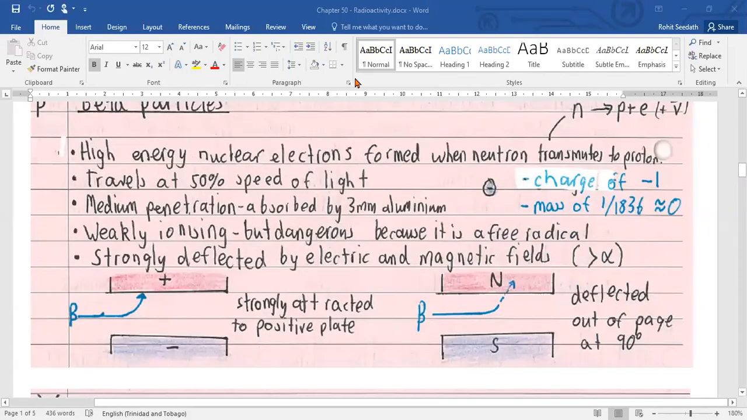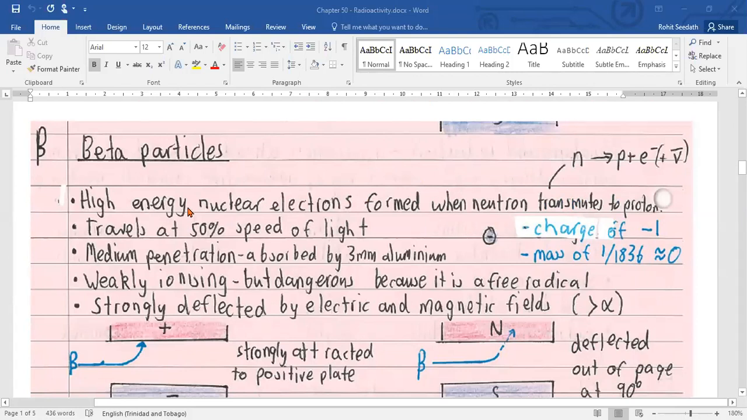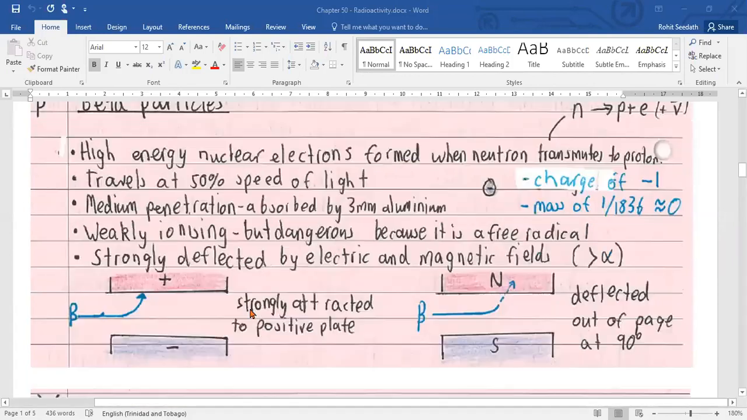Beta particles are high energy nuclear electrons formed when a neutron transmutes to a proton. They travel at 50% of the speed of light, which is faster than alpha particles. They have medium penetration, absorbed by 3 millimeters of aluminum. They are weakly ionizing but dangerous because they are free radicals, and they are strongly deflected by electric and magnetic fields.